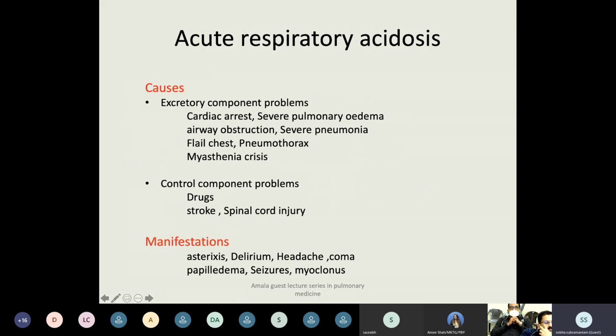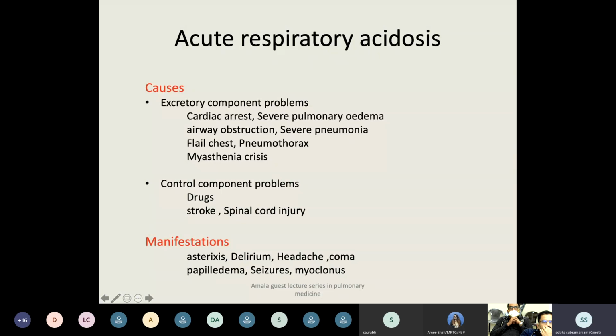Then coming to acute respiratory acidosis, the causes can be either excretory or in the control component problems. Acute respiratory acidosis, as you all know, cardiac arrest, severe pulmonary edema, all kinds of airway obstruction, upper airway as well as lower airway obstruction, severe pneumonia, myasthenic crisis, pneumothorax, flail chest. Then control components can be drugs, sedation, anesthetic agents, spinal cord injury, strokes.